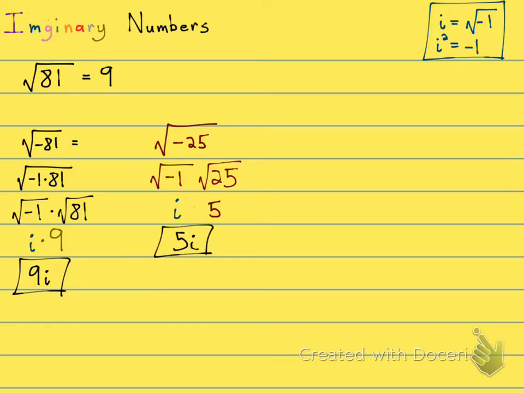Just to make sure you understand, let's see if you can answer this one. Okay, you can pause this video for a second and see if you can work it out. The square root of negative 64, we'll split it up into the square root of negative 1 times the square root of 64. Square root of negative 1 is i. Square root of 64 is 8. So my answer here is 8i.